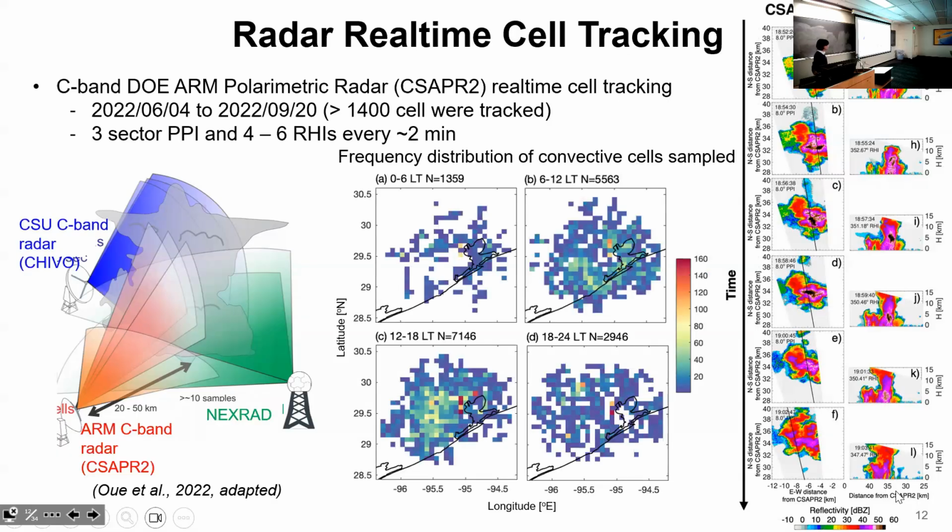This is the frequency distribution of the sampled convective cells during the field campaign over 4 months. Most of the convective cells were observed in the afternoon over land, associated with the sea breeze.